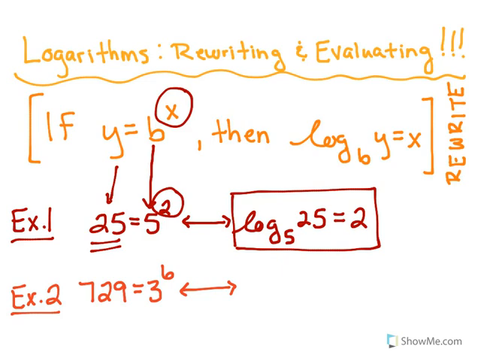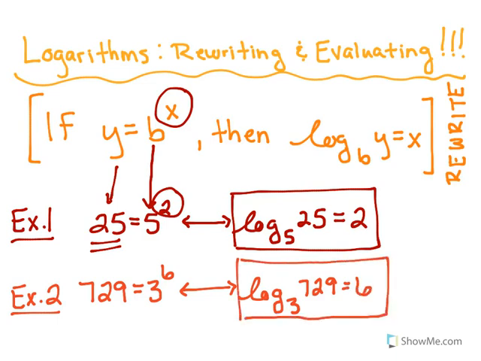And the correct answer is log. Your base in this case is going to be 3. Your value of y is 729, and it should be equal to 6. So if you didn't get one of those parts right, go back and make sure that you understand where each part came from.